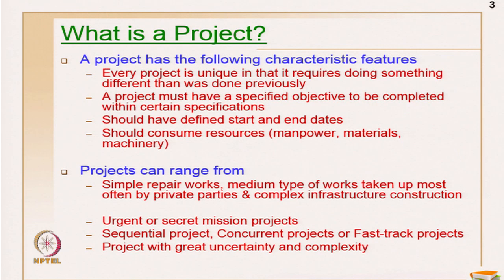Now, if you look at projects, what can be called a project? Projects can have a varied range. It can range from simple repair works or medium works taken up by most public and private sector properties, to complex infrastructure construction projects like roadways, railways, airways. All these can be called a project. Whatever you want to classify, if it has the above defined objectives, then it is called a project. We may also have urgent projects, secret mission projects. The way we operate all these projects will vary from one to another, but everything can be called a project.